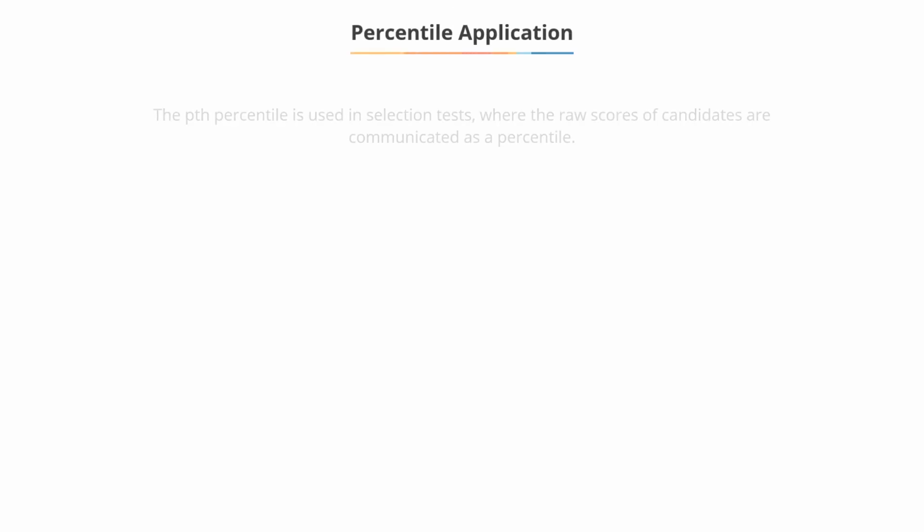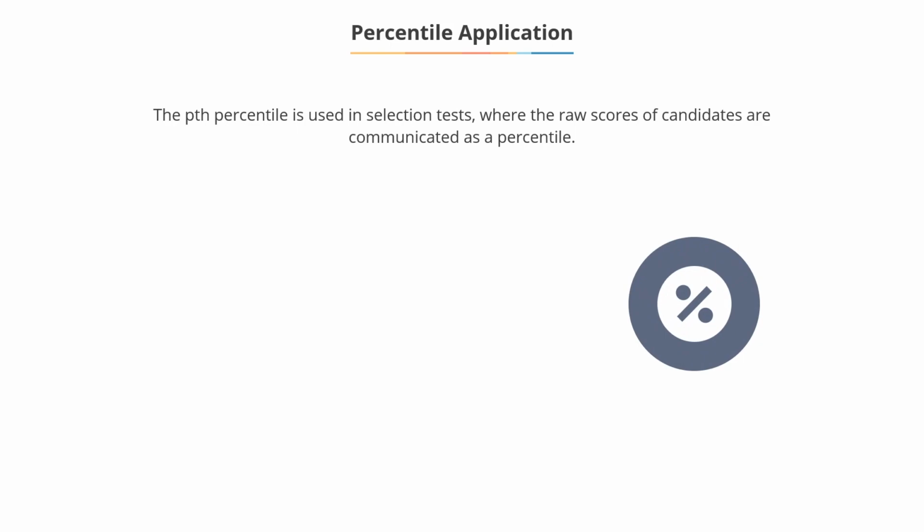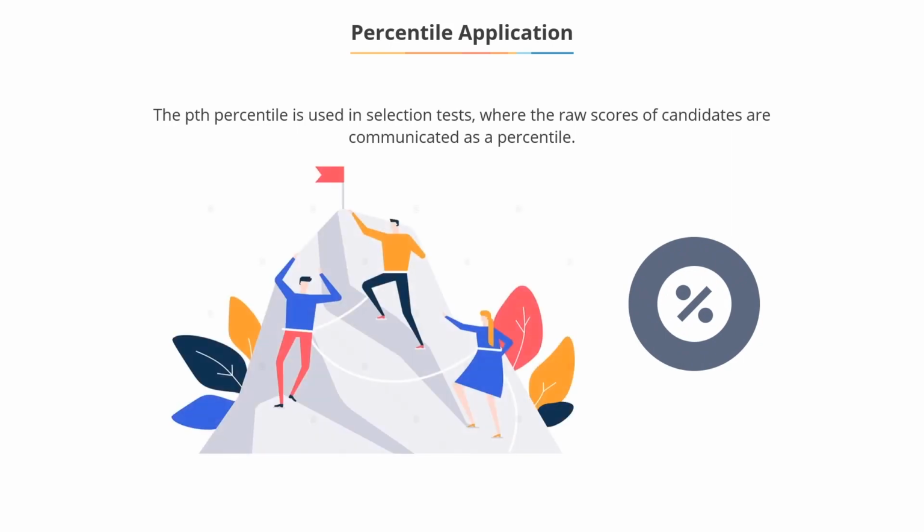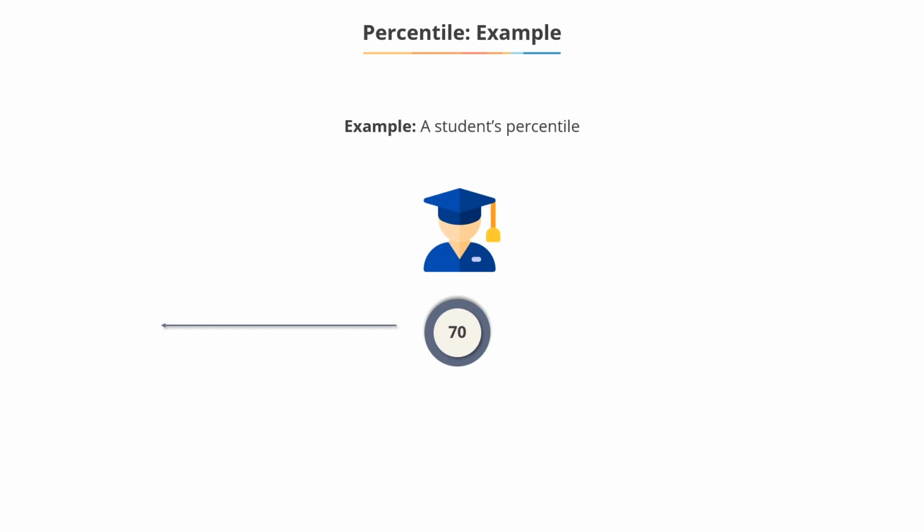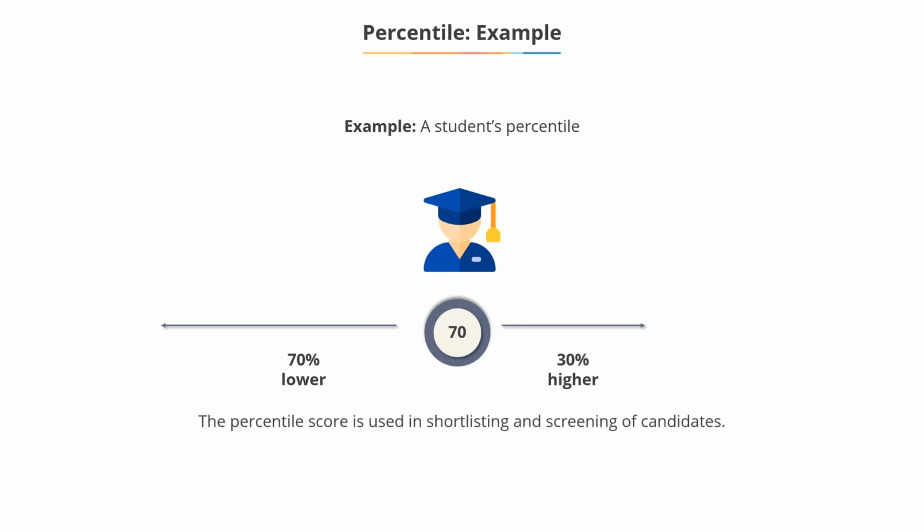The pth percentile is used in some selection tests, where the raw scores of the candidates are communicated as a percentile to highlight the relative standing of the candidate. For instance, if a student's percentile is 70, it denotes that 70% of the students have scored lower than this student and 30% of the candidates have secured higher scores. The percentile score is used as a way of shortlisting and further screening candidates.